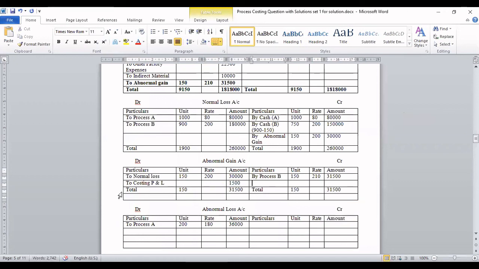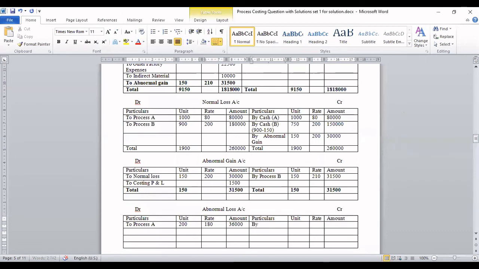Very good. Now the last account we are going to close is abnormal loss. Can you tell me, is this abnormal loss a good quality product or a bad quality product? It's supposed to be good quality, no doubt in that. That is why we are writing it in abnormal. But actually what happened? This became bad quality. That is why we have posted this in abnormal loss. This loss is over and above my normal loss. Yes or no?